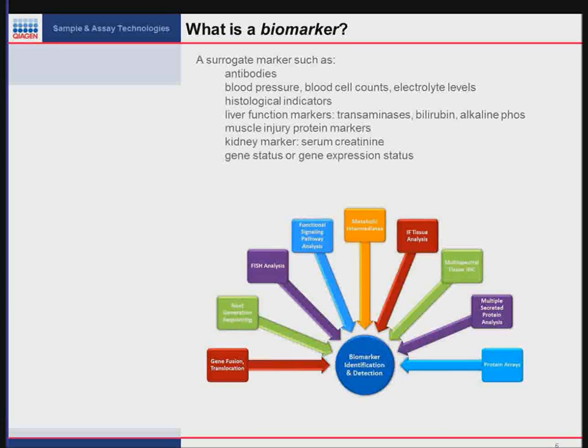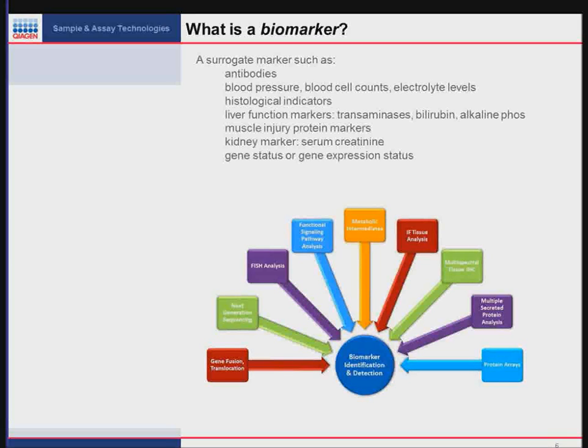So what is a biomarker? A biomarker is a characteristic that can be objectively measured and evaluated as an indicator. An indicator of what? An indicator of normal biological processes, pathogenic processes, or pharmacological responses to therapeutic interventions.